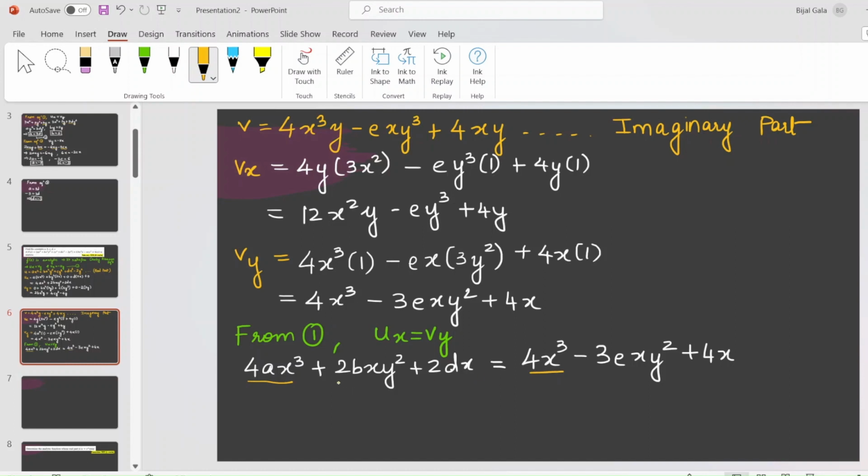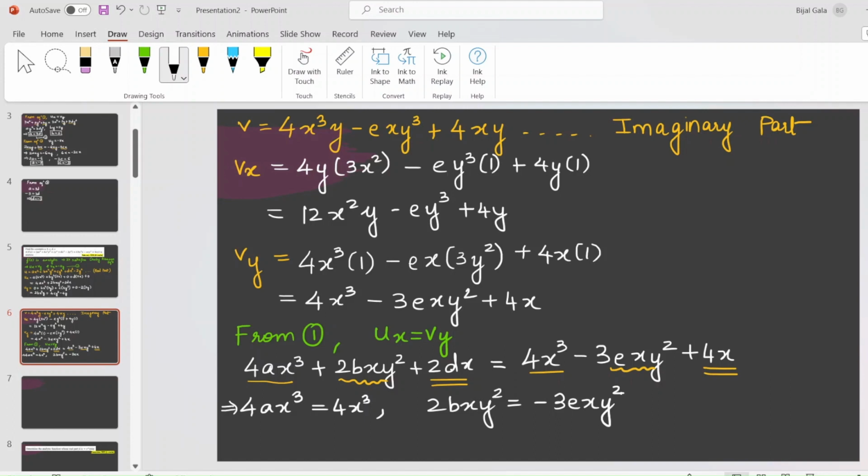x cubed terms, xy squared terms, and x terms. So when I compare, I'll have 4ax cubed is equal to 4x cubed. 2bxy squared will be equal to negative 3exy squared. And 2dx will be equal to 4x. This implies a is equal to 1. 2b is equal to negative 3e. And 2d is 4, which gives me d is 2.